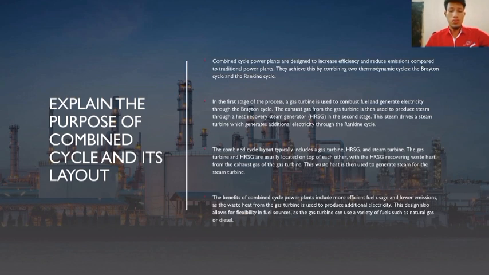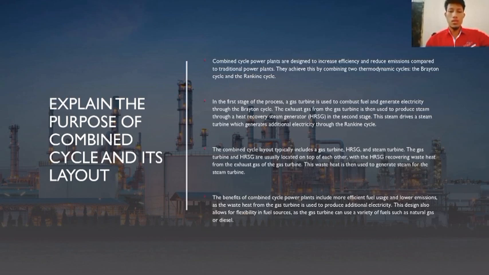Combined cycle power plants are designed to increase efficiency and reduce emissions compared to traditional power plants. They achieve this by combining two thermodynamic cycles, the Brayton cycle and Rankine cycle. In the first stage of the process, a gas turbine is used to combust fuel and generate electricity through the Brayton cycle. The exhaust gas from the gas turbine is then used to produce steam through a heat recovery steam generator.